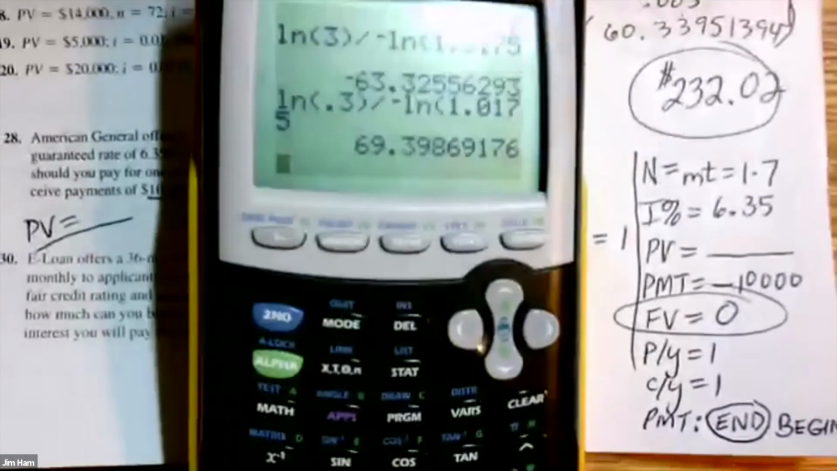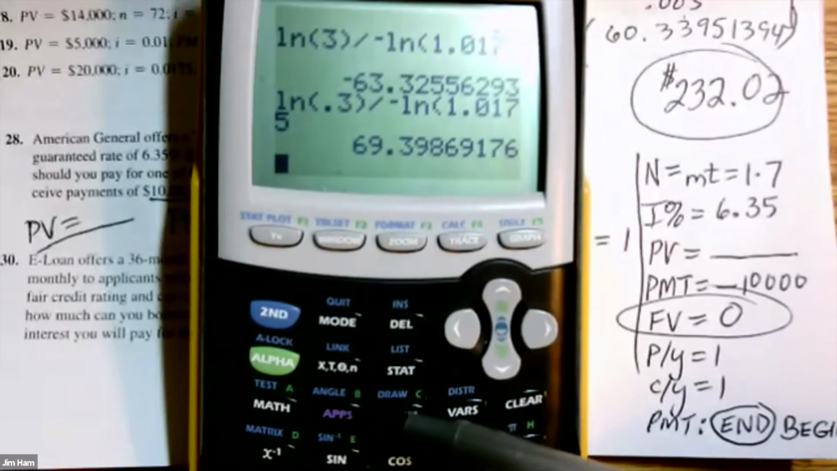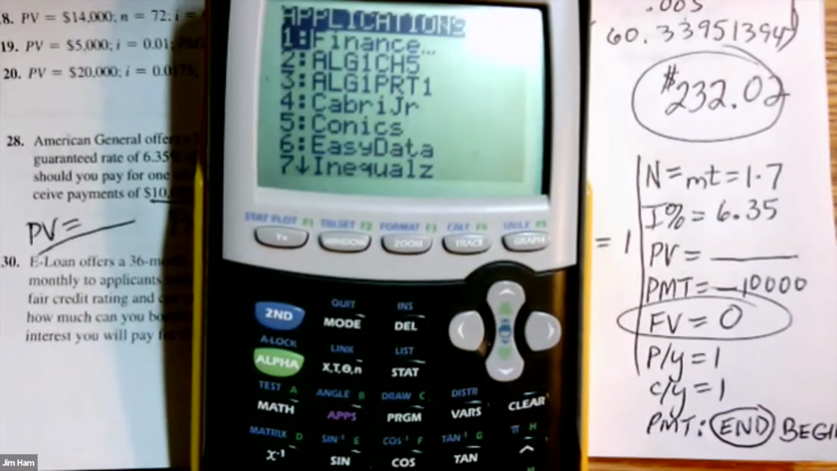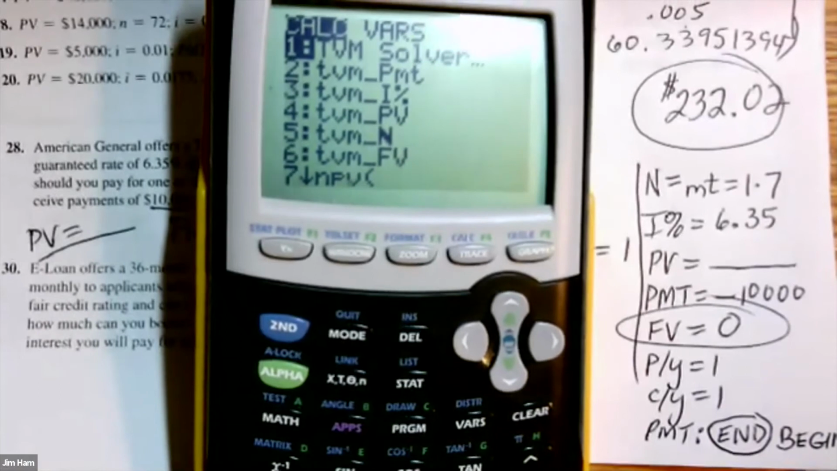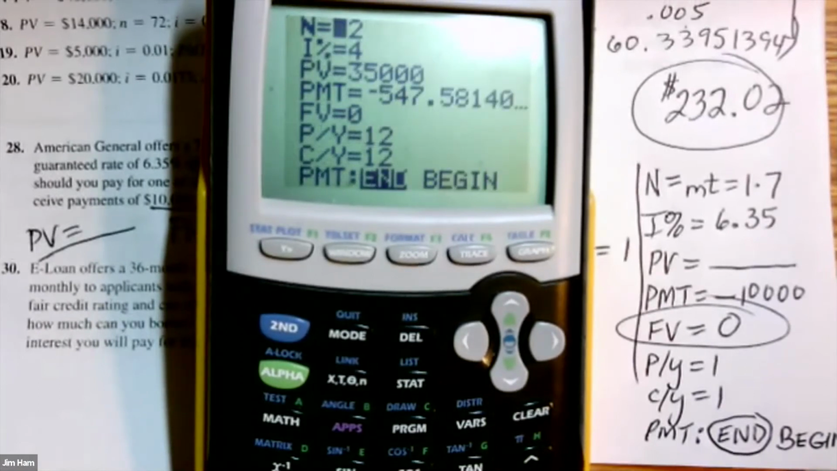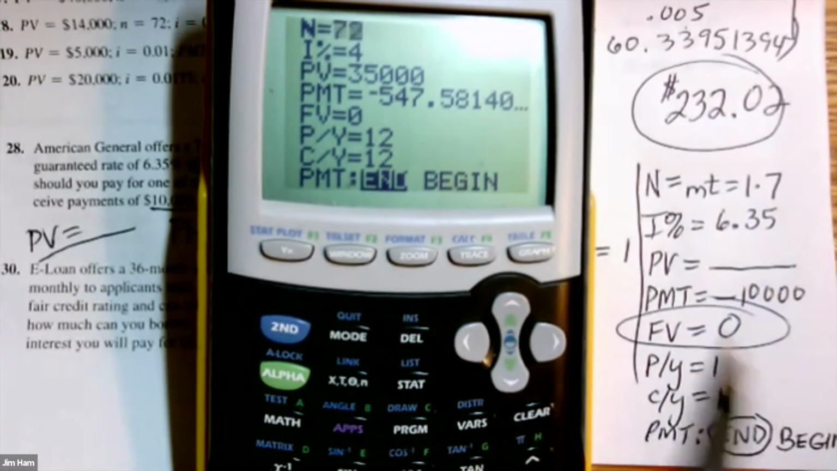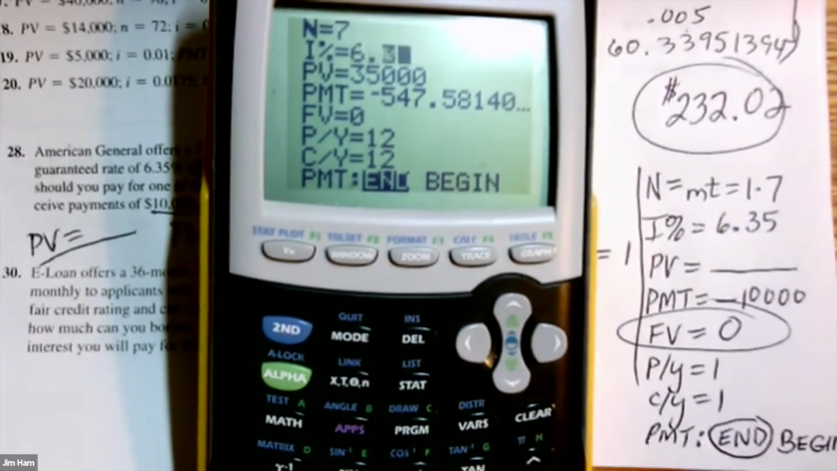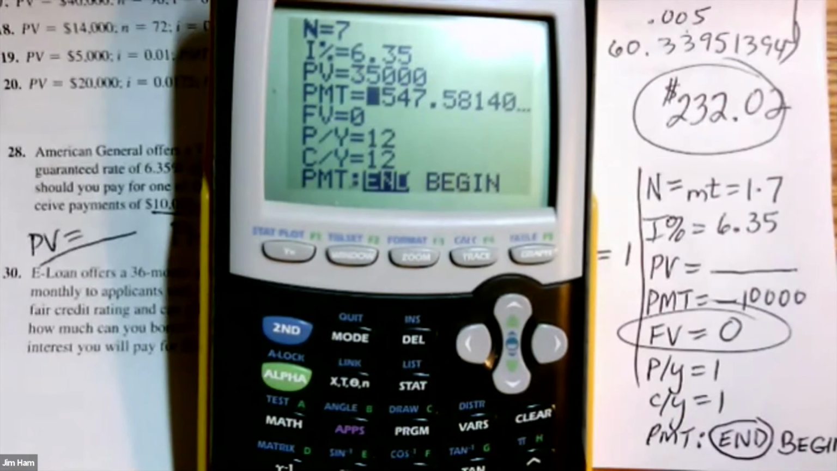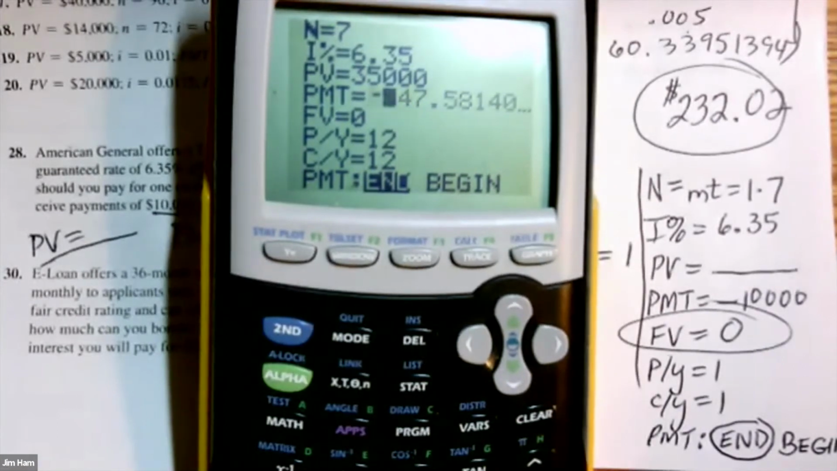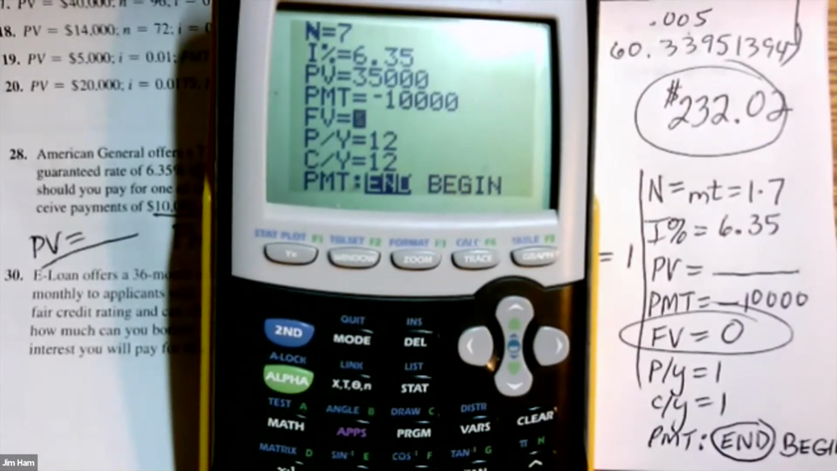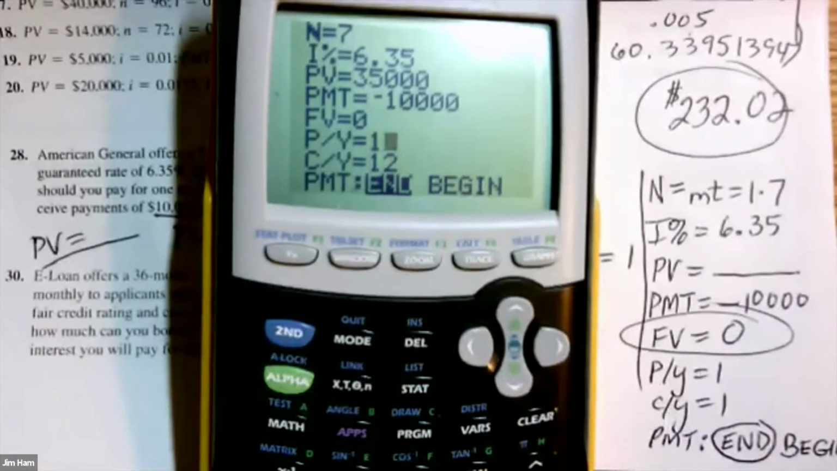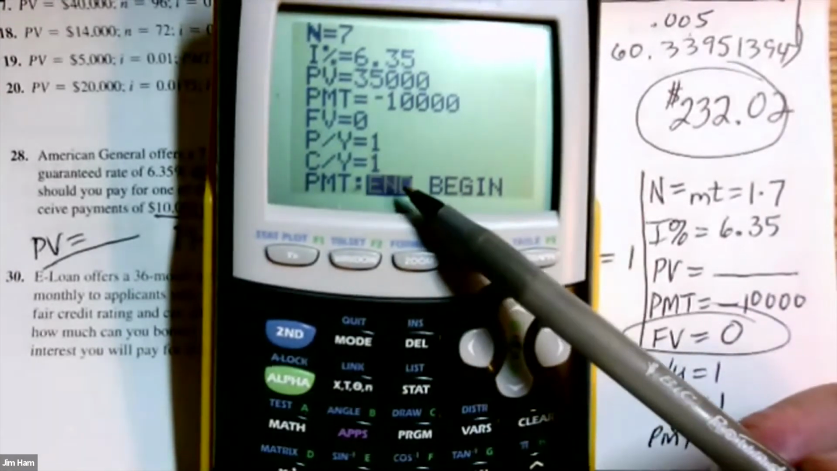Okay, so again, for the TVM Solver, you want to push the apps key here. Finance, number 1, and then the TVM Solver. And we'll enter in our numbers, 7, 6.35. I'll just pass over the present value because we're going to come back to it and calculate it. Negative 10,000, 0, 1, and 1, and then end is highlighted there.